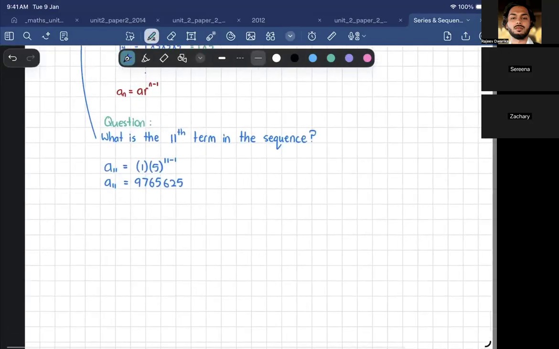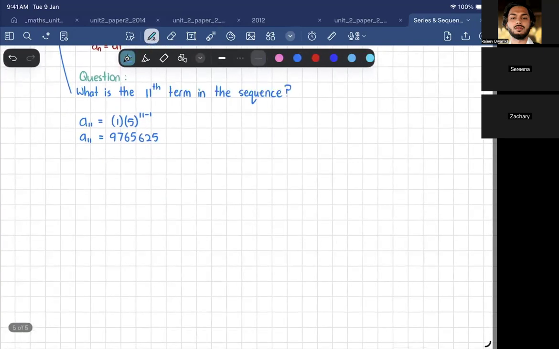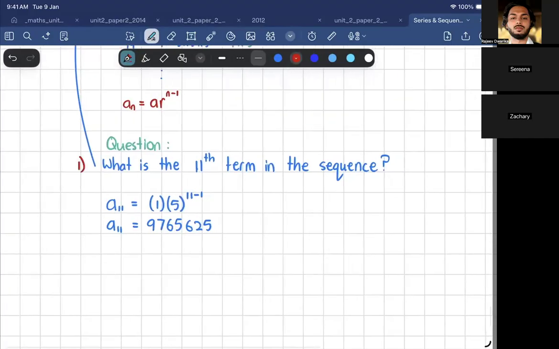So there's something I needed to understand. I'm going to give you another example. Let me just call this question 1, and this is question 2.